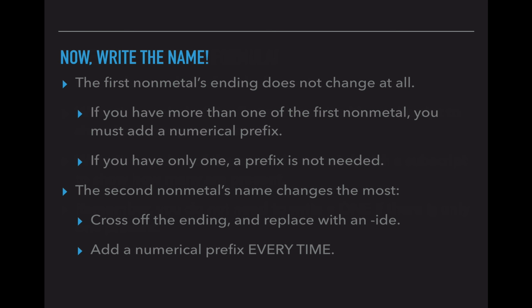The second nonmetal's name changes the most. Just like last time, you are crossing off the ending and replacing it with an IDE. But in addition to that, you are also adding the prefix. Here's the tricky part. The second word needs a prefix every single time. It doesn't matter if there's 1, it doesn't matter if there's 7, it needs a prefix every time. The first word gets a prefix as long as there's more than 1.